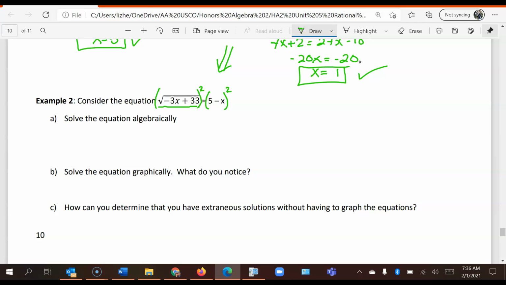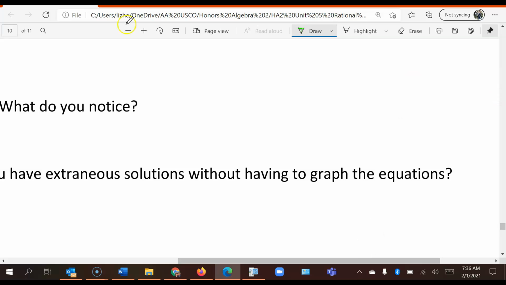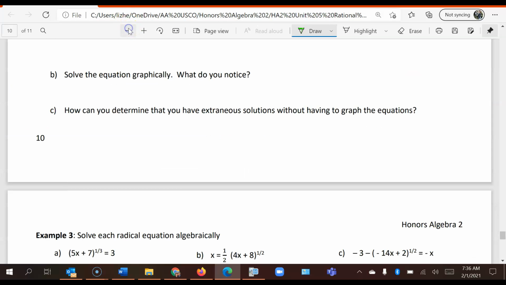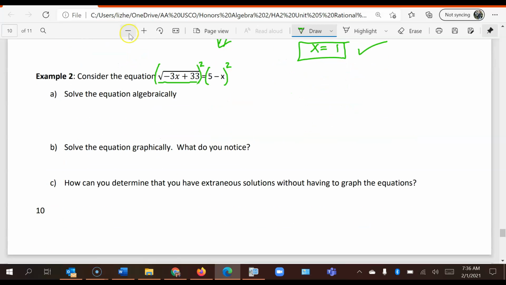So what we have on the left will be negative 3x plus 33, because the square and the square root sign cancel. But on the right, we need to FOIL this. So make sure you FOIL correctly. You have 25 minus 10x plus x squared. And so now we have a quadratic. Solving the quadratic means that we're going to put everything equal to 0.